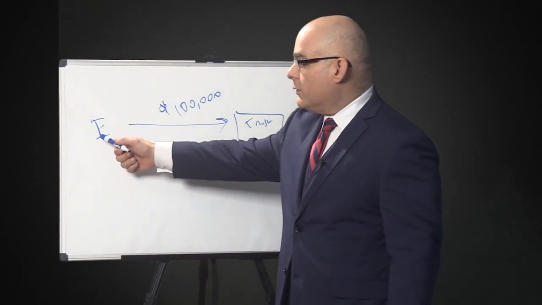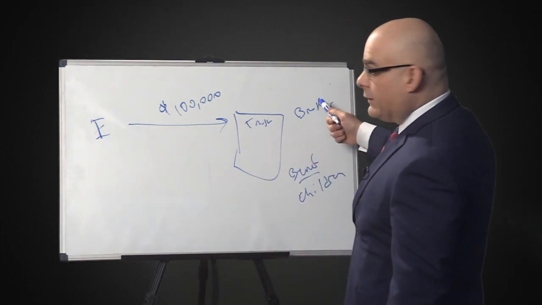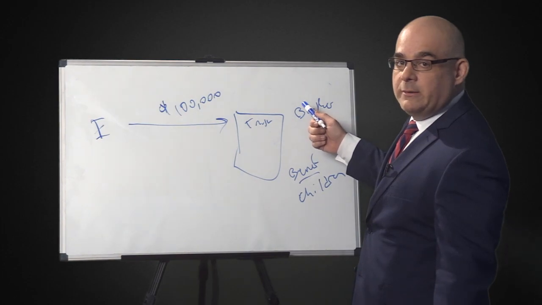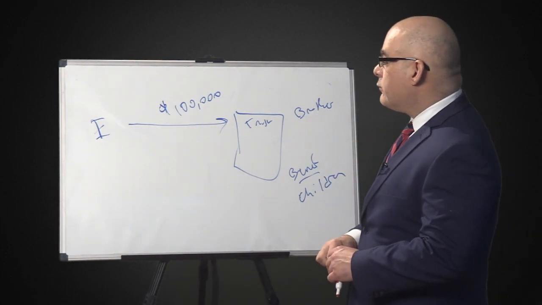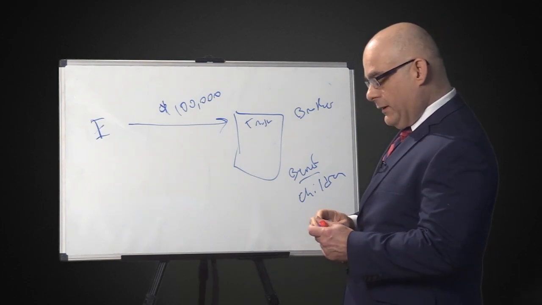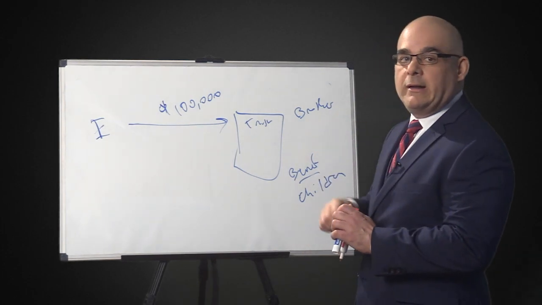We have the grantor, the donor. We have the trustee, which in this example is my brother. And we have the beneficiary. Here, they're my children. The way we use a trust, or a living trust, is we change this around a little bit, but we use the same kind of concept.